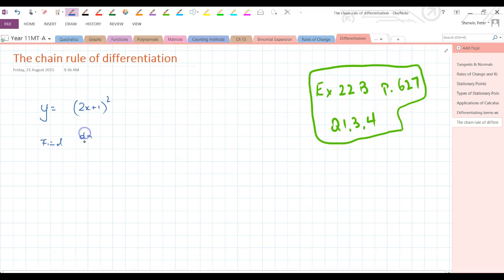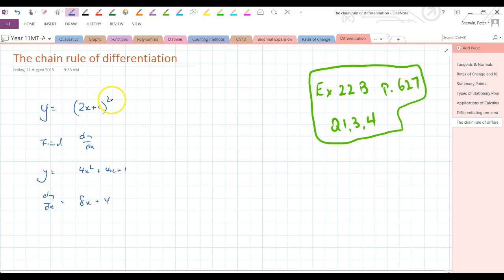Find dy/dx. Well, we could expand that out, couldn't we? I mean, that's what we do. We'd say, okay, therefore y equals, we'd expand, that's 4x squared plus 4x plus 1, and then we go, righto, well, that's simple enough. Now I've got it like this, I can derive it as 8x plus 4.